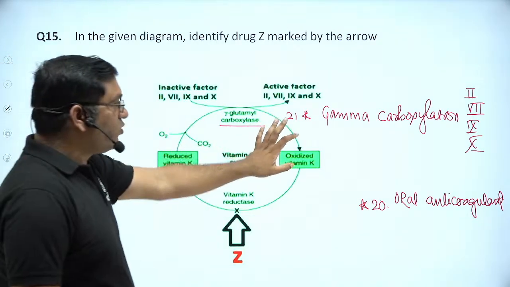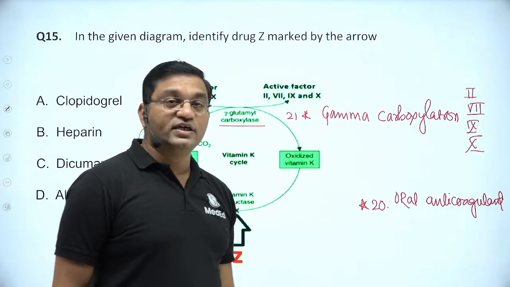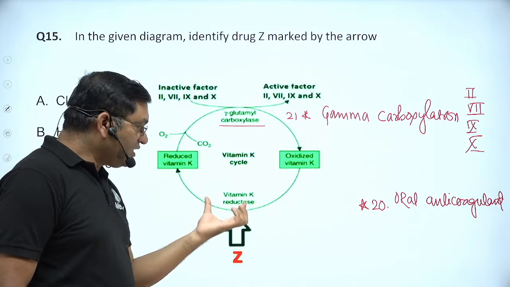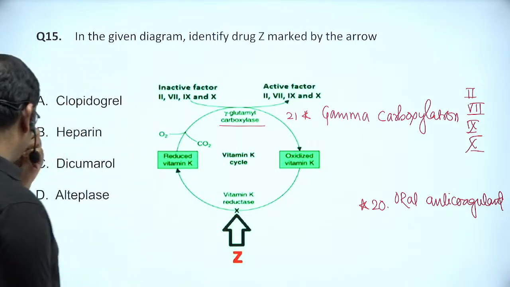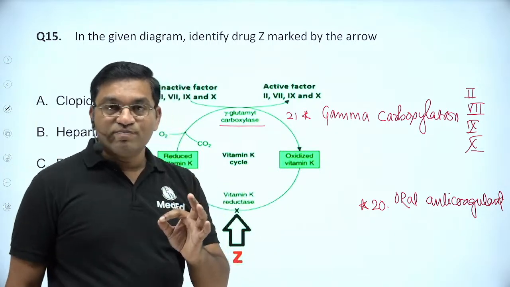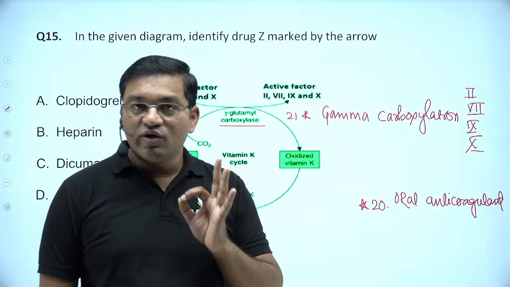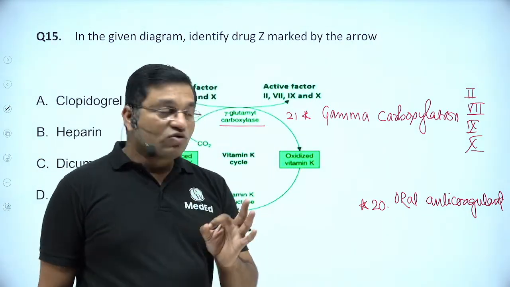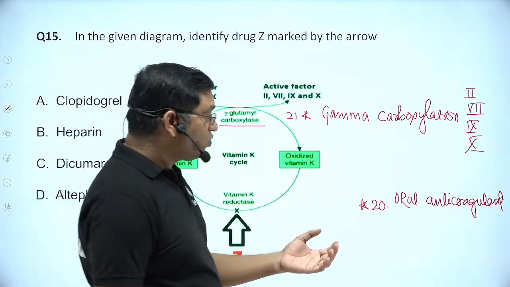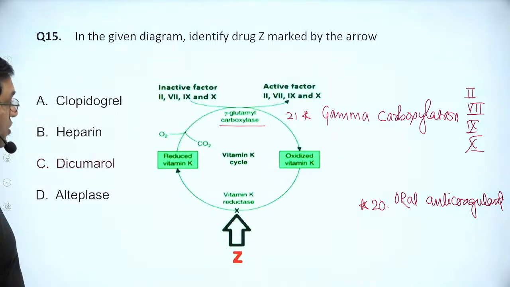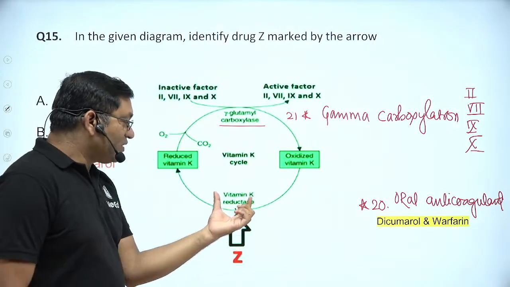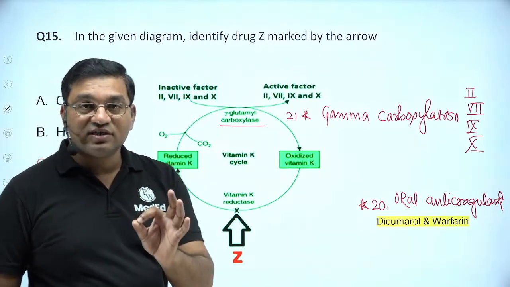So this is example point number 21, gamma carboxylation. Identify the drug Z marked by the arrow. This is Z marked by the arrow. This is vitamin K reductase. Now see, there are two drugs which act here. One is dicumarol and the second one is warfarin, oral anticoagulant drugs. Dicumarol and warfarin, these are the competitive inhibitors of vitamin K epoxide reductase. कौन से दो ड्रग? ओरल एंटीकोएगुलेंट, warfarin and dicumarol. These are the oral anticoagulant drugs that inhibit the enzyme vitamin K epoxide reductase.